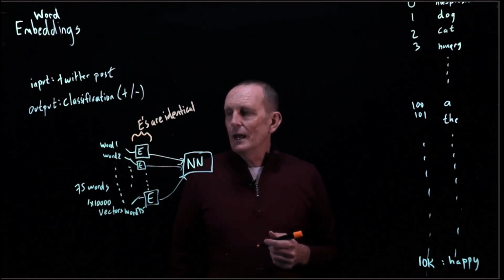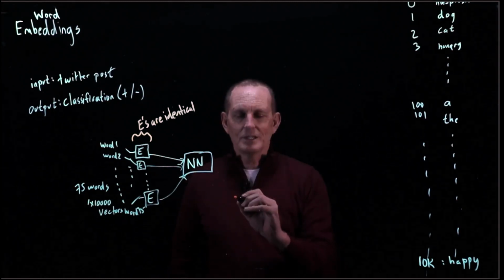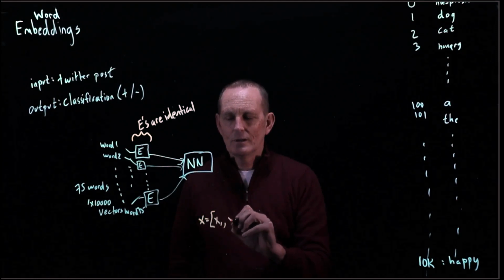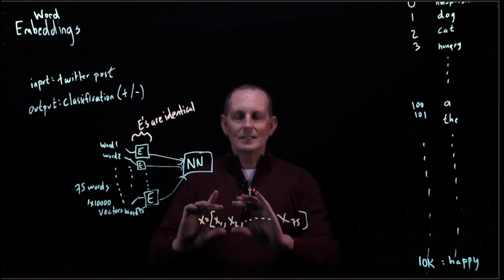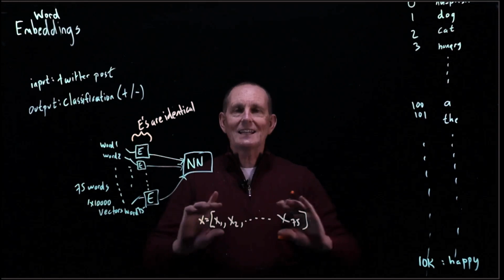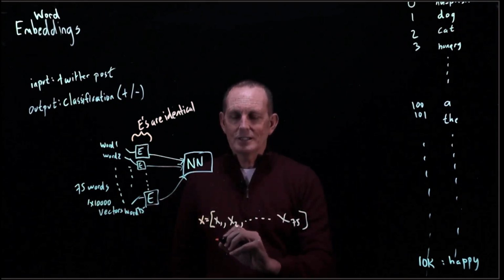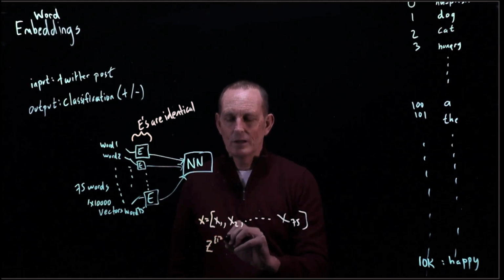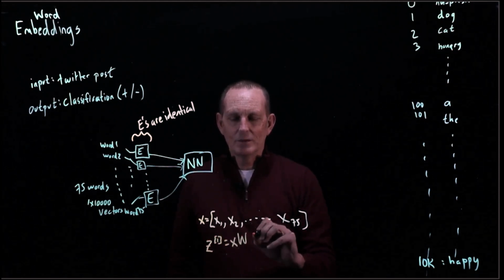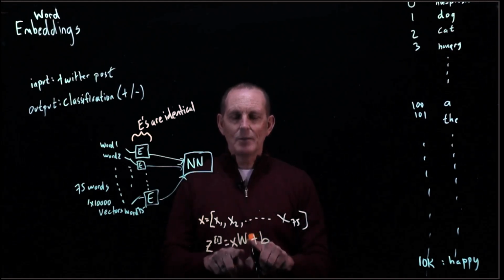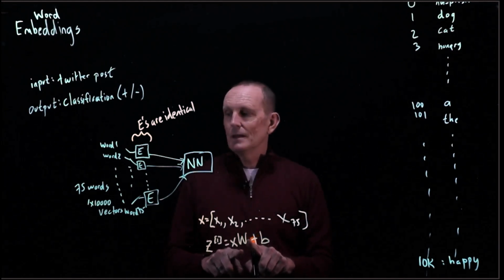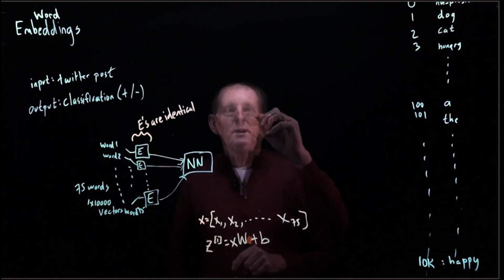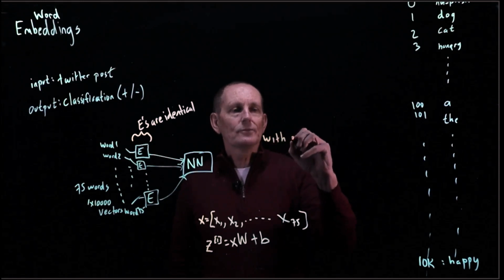So what we were doing is we were saying that x equals x1 all the way to x75. That is, we just had these all stacked together. And then we just said that z1 equals xW plus b. So this W is going to be some 750,000 by something matrix, depending on the size here. With embedding, we change it.